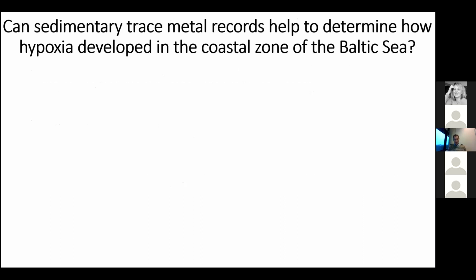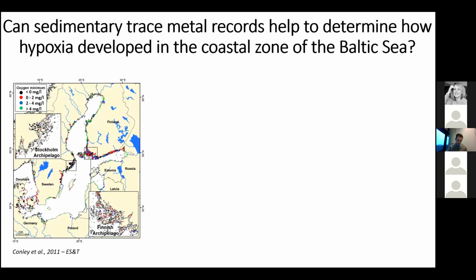Then I would like to go to the coastal Baltic Sea, because that's also an area where we can use trace metals. So we know that the coastal areas of the Baltic Sea are also deoxygenated. This is a very nice compilation of data by Conley et al. in Environmental Science and Technology. And we actually indeed see that all these black dots are areas where we have found euxinic conditions over the past decade. They are mostly centered here in the Danish Straits, and here in the Stockholm archipelago and in the Finnish archipelago. And actually, I want to zoom in today on the Stockholm archipelago.